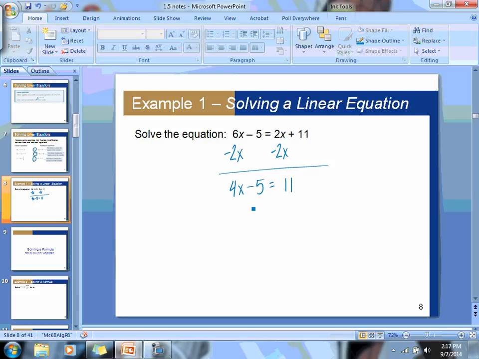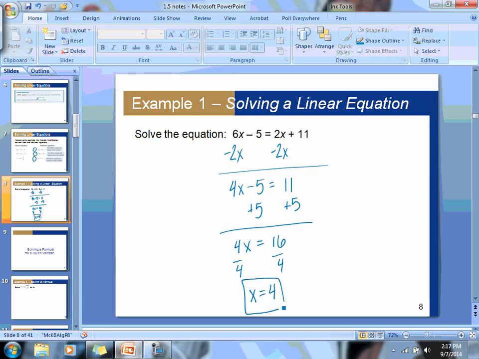Then our next step is to get rid of the number, get rid of the 5. So it's a minus 5, so we're going to do the opposite. We're going to add it over to the other side. And again, what you do to one side, you have to do to the other. And then now we can divide to get x all by itself. So x is equal to 4.